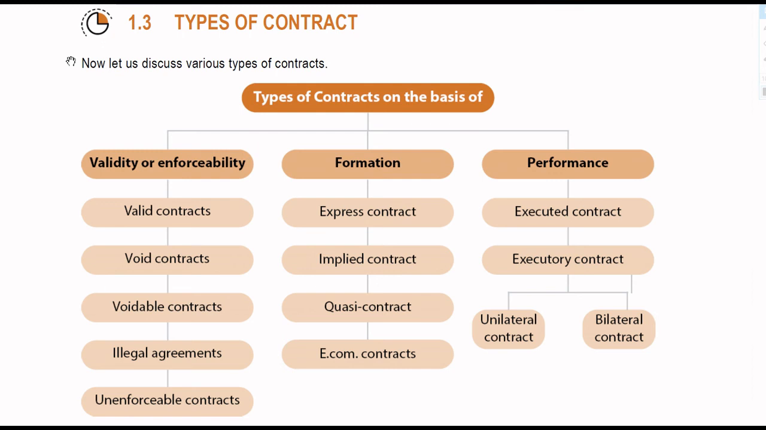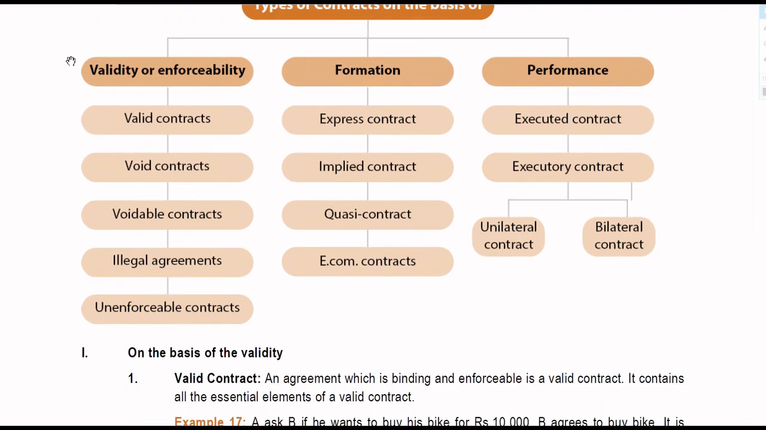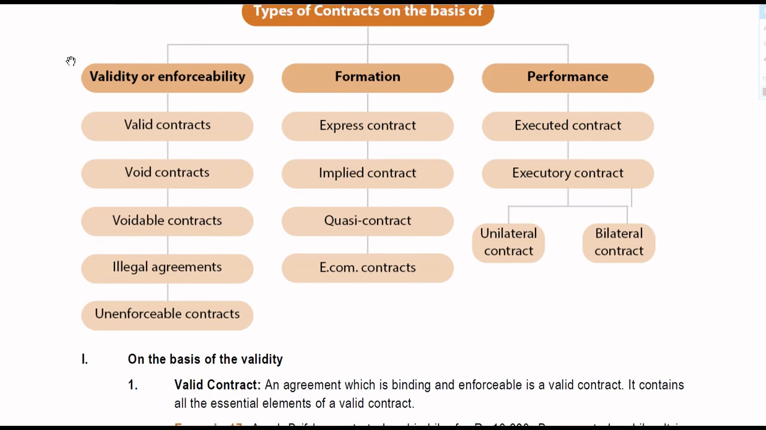Illegal agreement means that the agreement is done for illegal terms, which is unlawful. And after that, unenforceable contract. Unenforceable contract means that it will happen after a certain time.